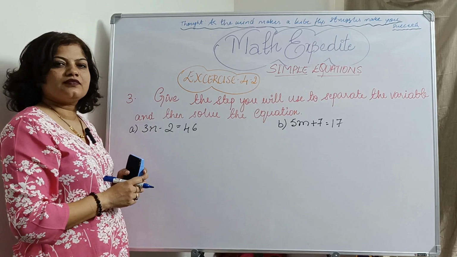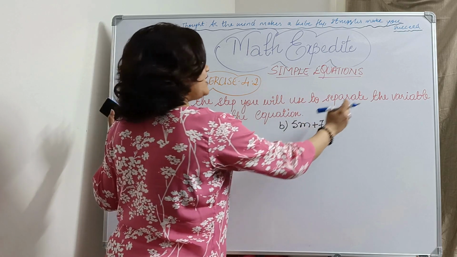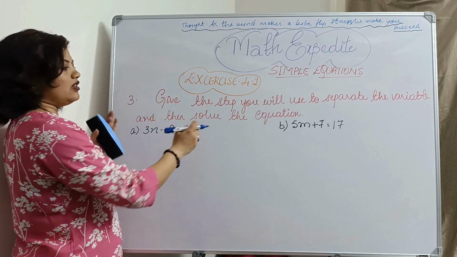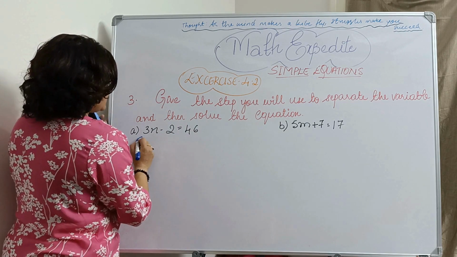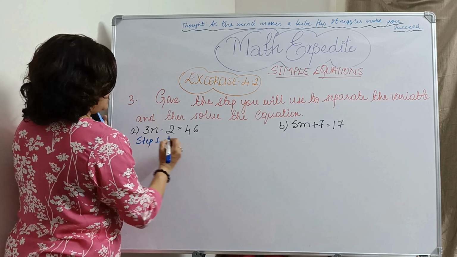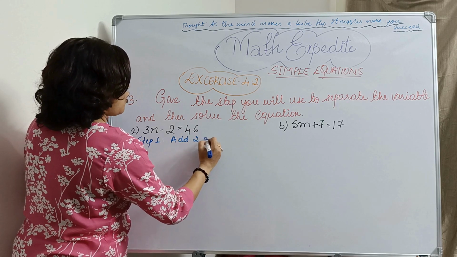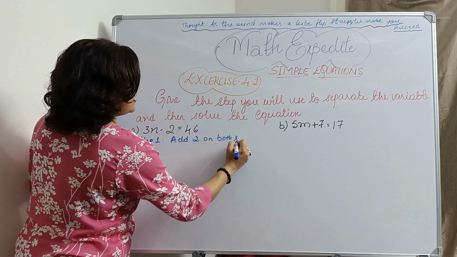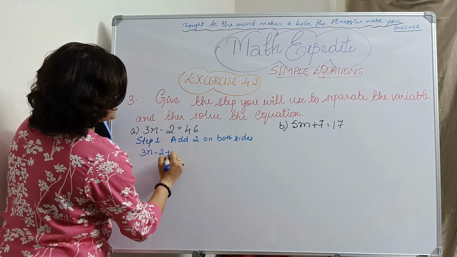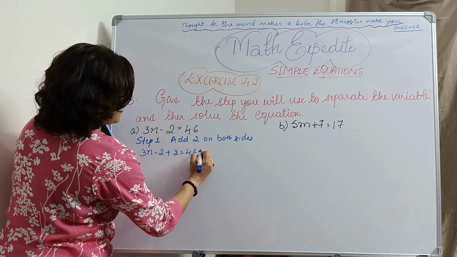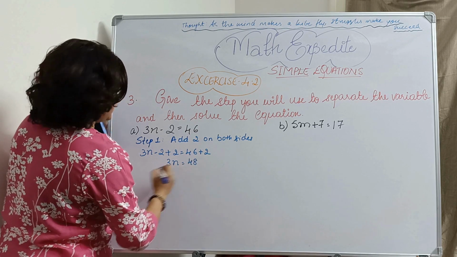Okay. Coming to the third question. Give the step you will use to separate the variables and then solve the equation. First one, 3n minus 2 equals 46. What is the step 1 here? Add 2 on both sides. So 3n minus 2 plus 2 equals 46 plus 2. So I get 3n equals 48.